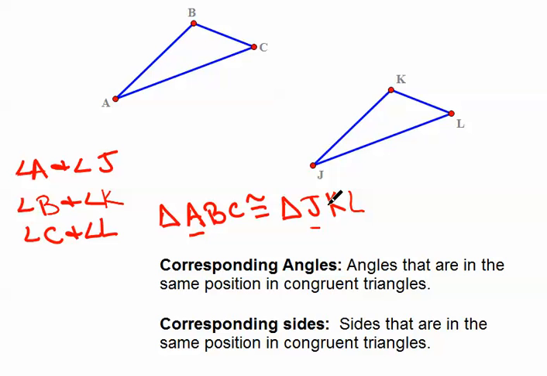The same thing is true about the pairs of sides. We have three pairs of corresponding sides: AB and JK, BC and KL, and AC and JL. You'll discover some properties about corresponding angles and corresponding sides in your upcoming assignments.